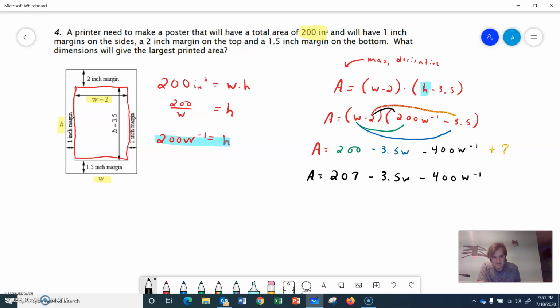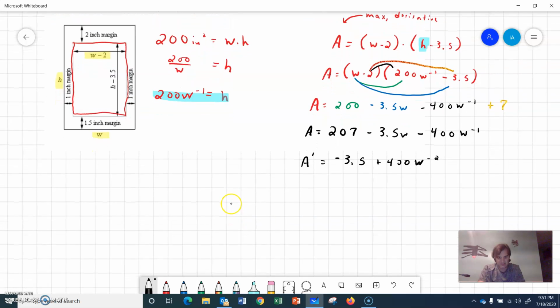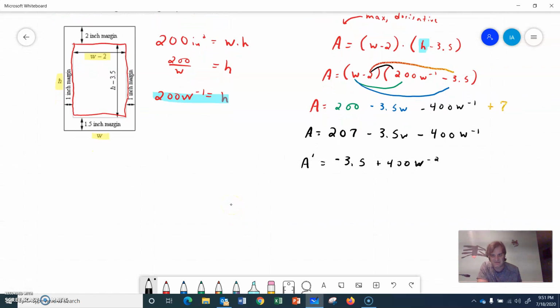So now what I need to do is take the derivative of that. So A prime, remember this is our poster area, will equal derivative of 207 is 0. Derivative of negative 3.5W will just be negative 3.5. And then using the power rule on the last part, we'll have plus 400 W to the negative 2. Now, we'll slide up a little bit here.